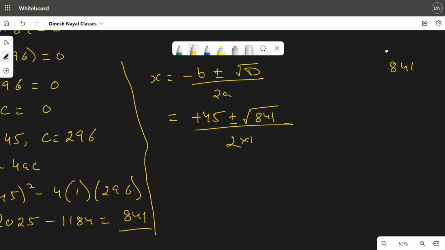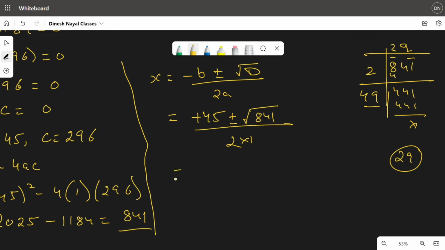We can find the square root of 841 by the long division method, taking the pairing. So this goes 2 times 2, which is 4. Minusing that, take down the 41. Now double of 2 is 4. Now see, this is 49 times 9, that equals 441. So hence the square root is 29. This is how the division works. So you write 45 plus minus 29 by 2.